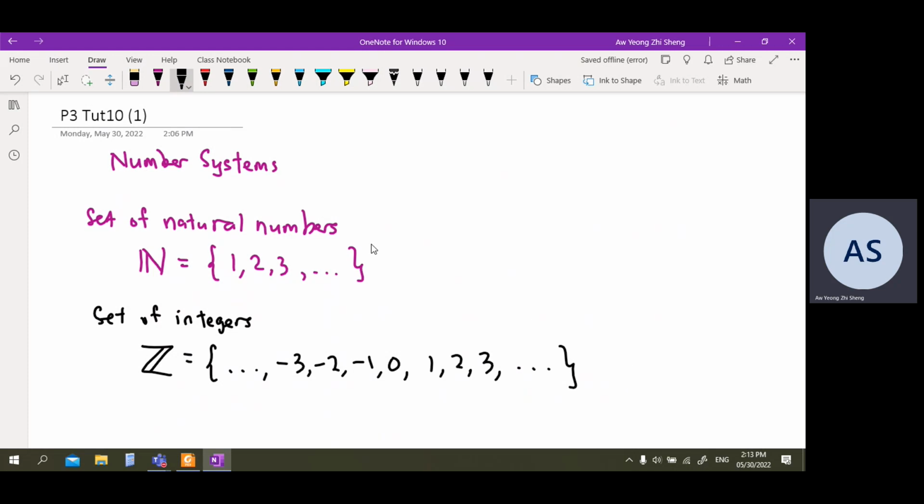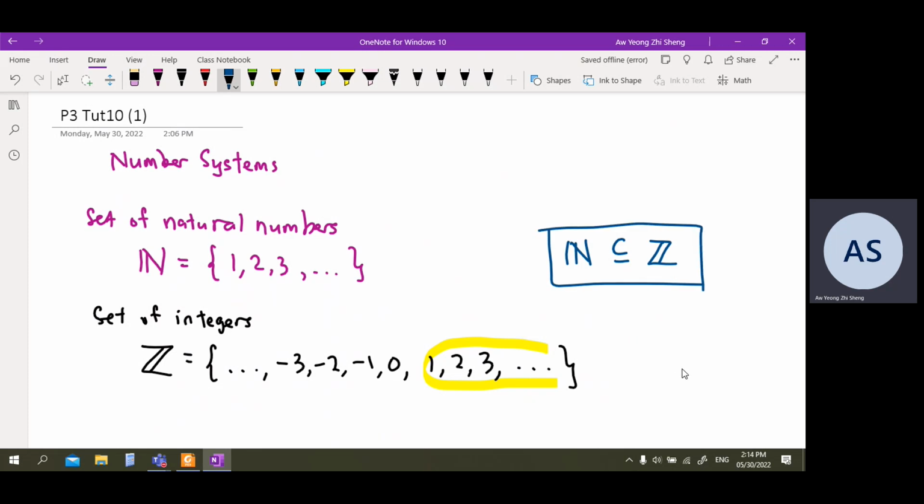And we notice that all the positive integers are contained in this set Z. But all the positive integers are also elements in the set N. And so from here, we can see that the set of natural numbers is a subset of the set of integers. So we have this subset relationship here between N and Z.